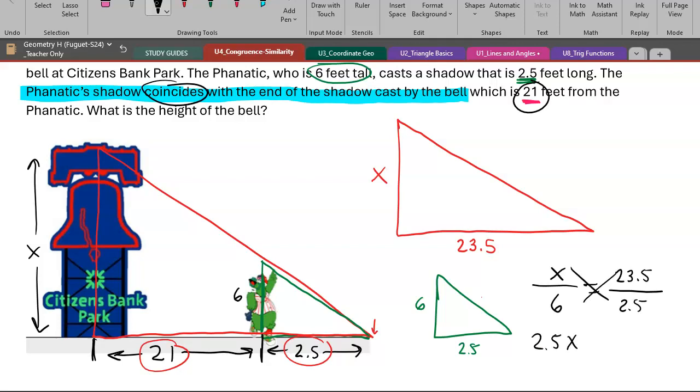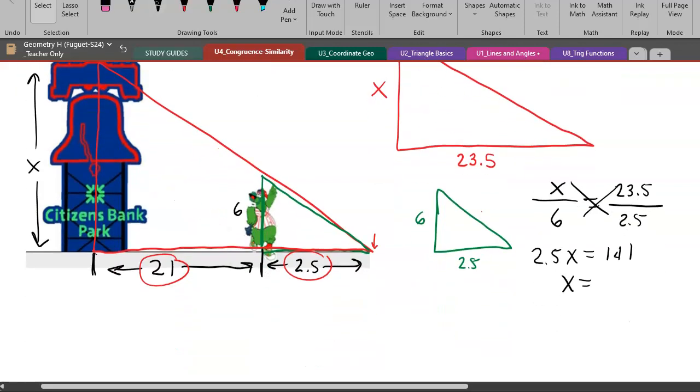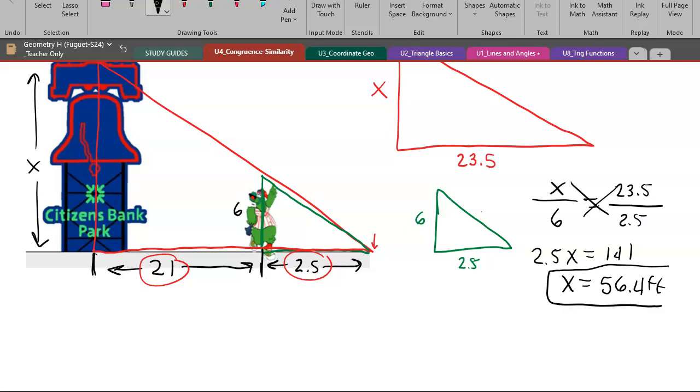All right, 2.5x equals, let's get that calculator out, 23.5 times 6, 141. We're going to divide both sides by 2.5. And so the height of the bell at Citizens Bank Park is going to be 56.4 feet.